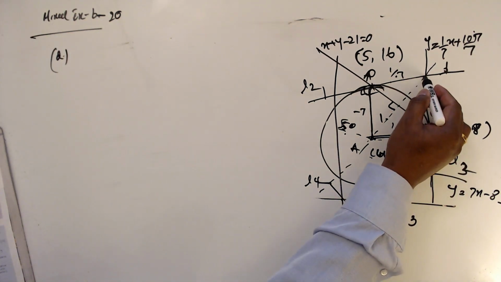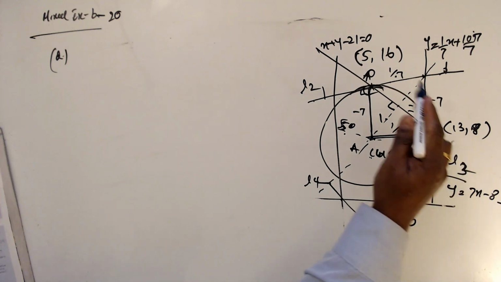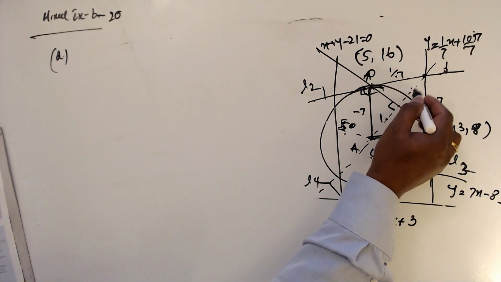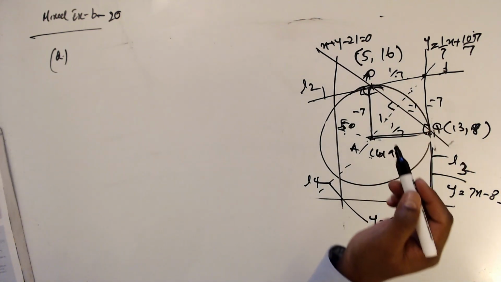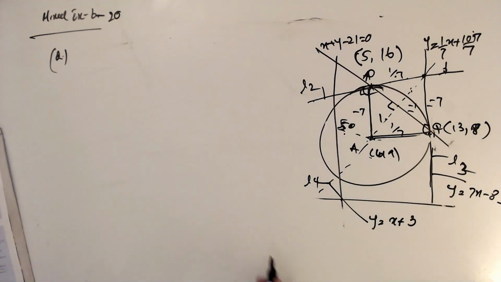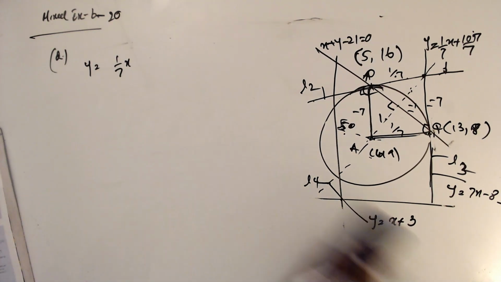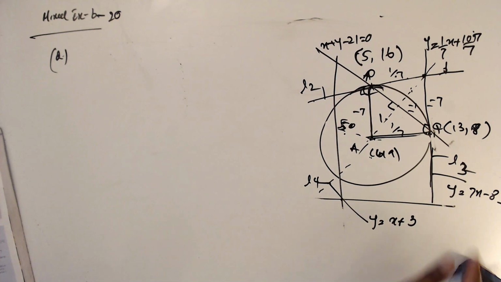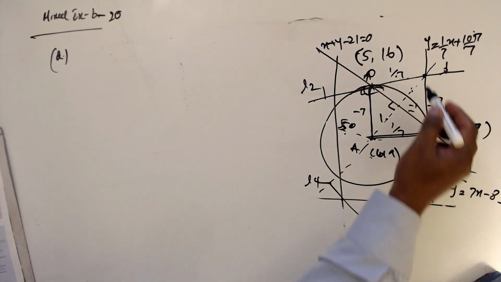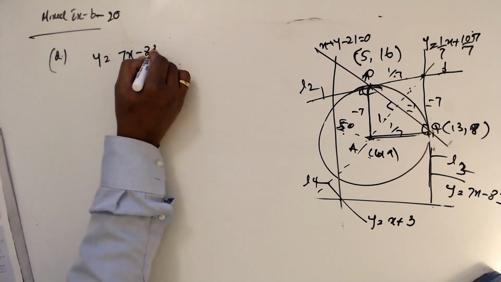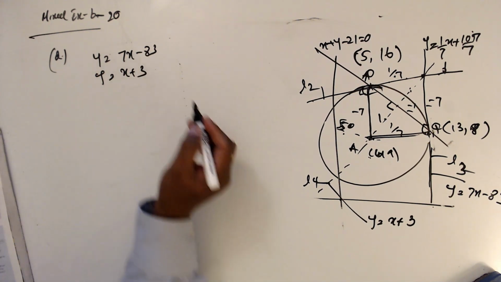Partly we want to show that all three bisect at one point. So we will solve two of those equations to get the intersection point, and we show that that point is on the third line. Okay, I will go for the other one because I saw a lot of fractions. So I will take this one and this one: y equals 7x minus 83 and y equals x plus 3.